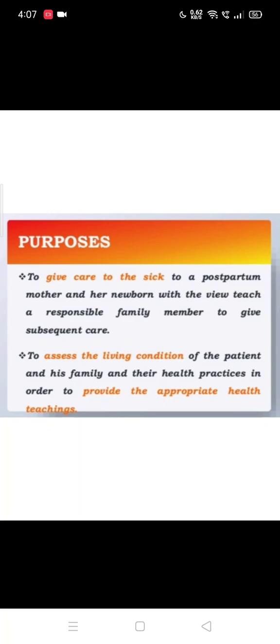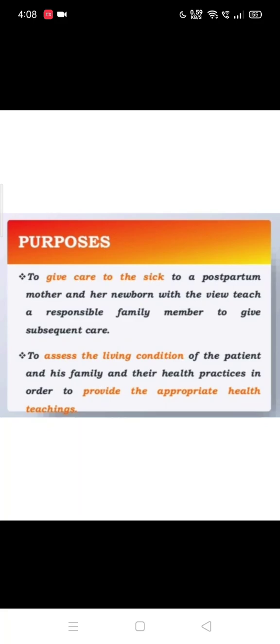As well, she needs to teach a responsible family member who can give subsequent care to that postpartum mother who has now given birth. If the nurses are not available, or if some of the care the nurse will give, but some other care the nurse will not be doing, sometimes some other care family members can do. They need to help, they need to support the mother.